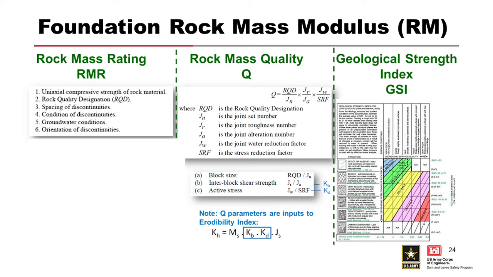And then you have the geologic strength index, on the far right, which is really good for low strength rocks and clay-like or soil-like rock conditions. But it can also cover a wide range. I've used that in the past for more soil-like rock conditions.